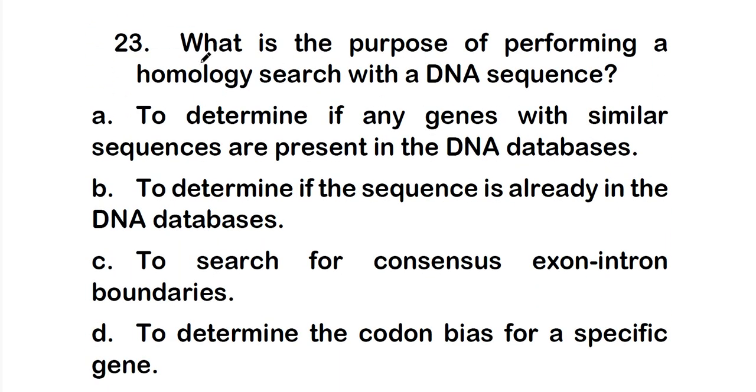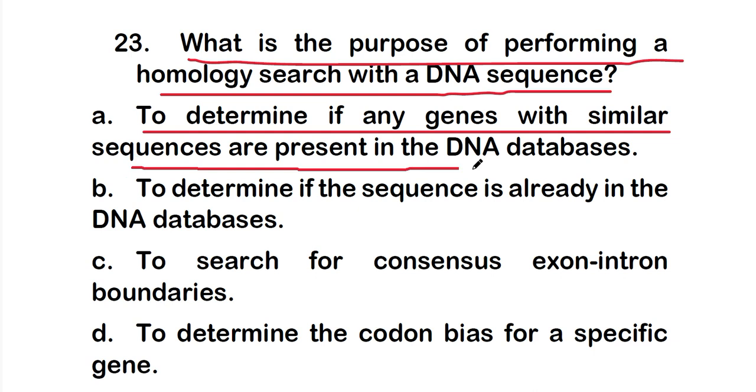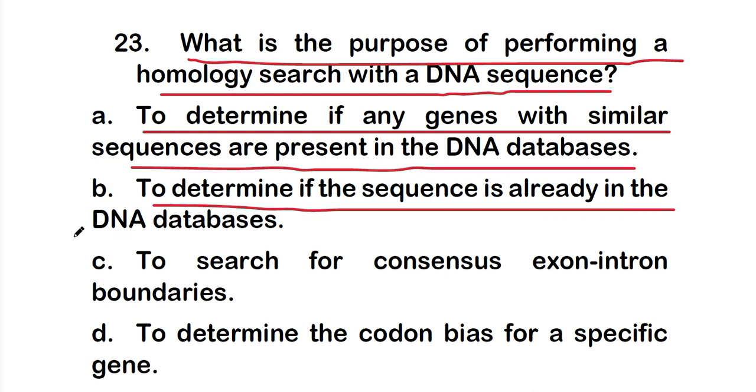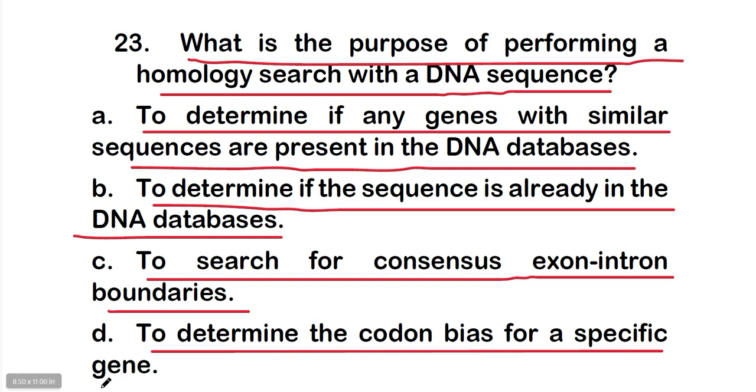It is, what is the purpose of performing a homology search with a DNA sequence? And options are option A, to determine if any genes with similar sequences are present in the DNA databases. Option B, to determine if the sequence is already in the DNA databases. Or option C, to search for consensus exon intron boundaries. Or option D, to determine the codon bias for a specific gene.